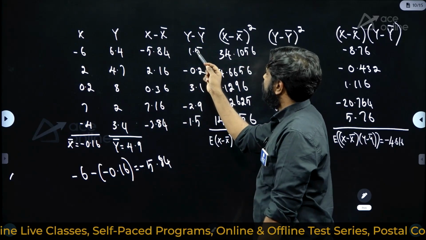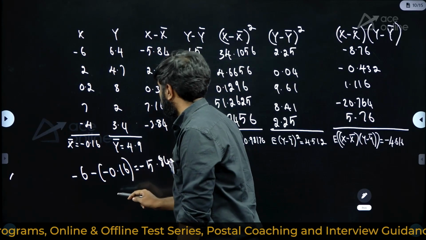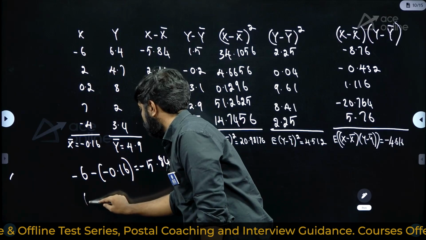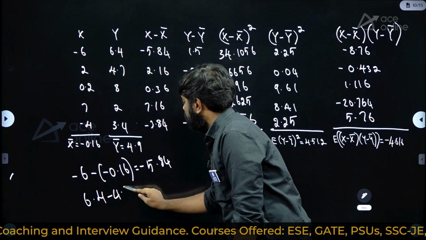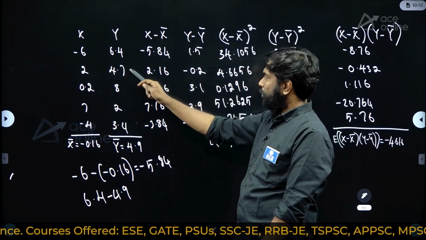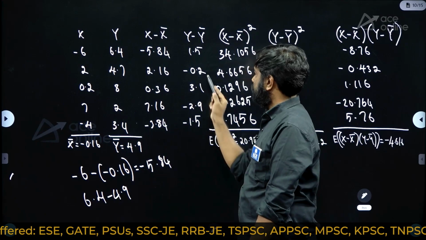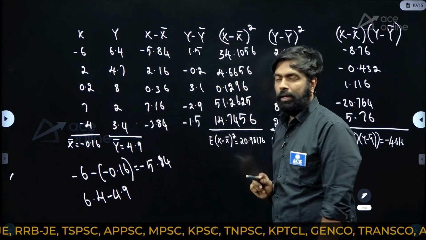How do you find y minus y bar? This is a y observation and the mean of this is 4.9. So for example, how did I get this? You have to do it like this: 6.4 minus 4.9. So if you do that, you get 1.5. Like that, 4.7 minus 4.9, which is minus 0.2. 8 minus 4.9 and so on. You have to fill this data.